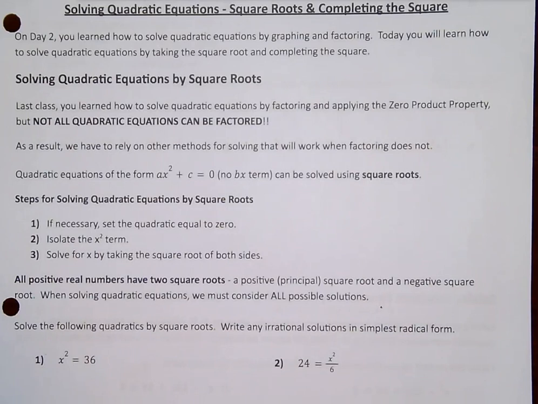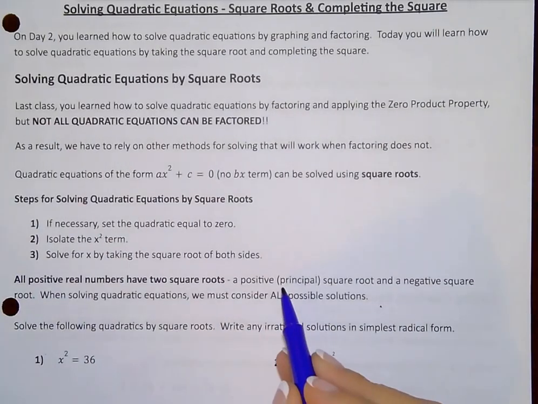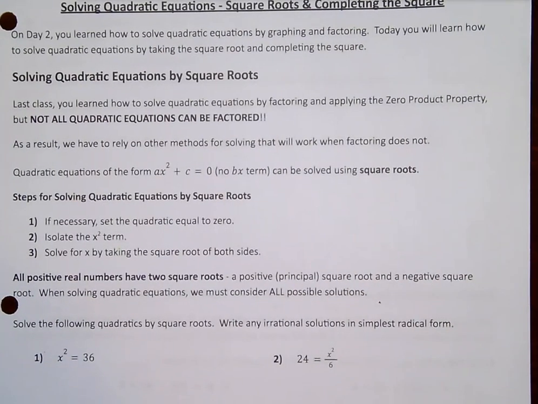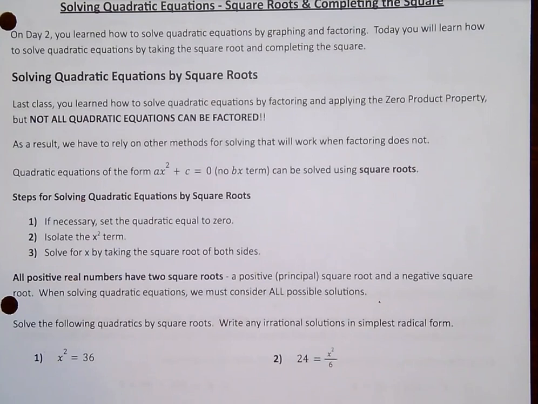All right, so here we go. All positive real numbers have 2 square roots. We have a positive square root and we have a negative square root. In previous units, we have only asked for that positive or principal square root. We understood that there's a positive and a negative, but we just wanted the positive. Now that's all going to change, and now we know that there are 2 roots for our real numbers when we take the square root.